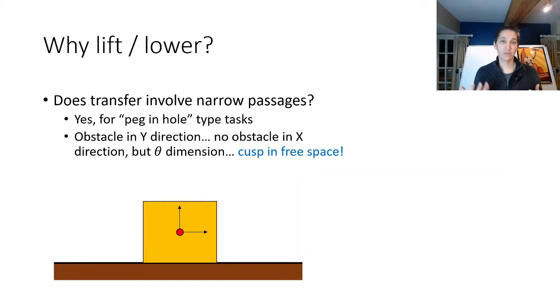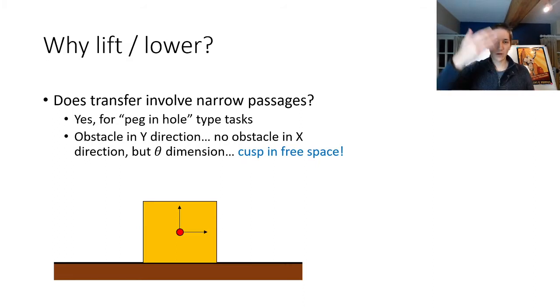So why do we do this, lifting and lowering? Although it's pretty clear that grasping involves narrow passages, it's not so clear that transferring also involves narrow passages. There are certain transfer tasks where it's pretty clear that there are some narrow passages. If we're trying to insert a peg in a hole, for example, two objects that need to be assembled together, or the cap of a pen and the pen itself, it's pretty clear that there's not very much clearance between these objects.